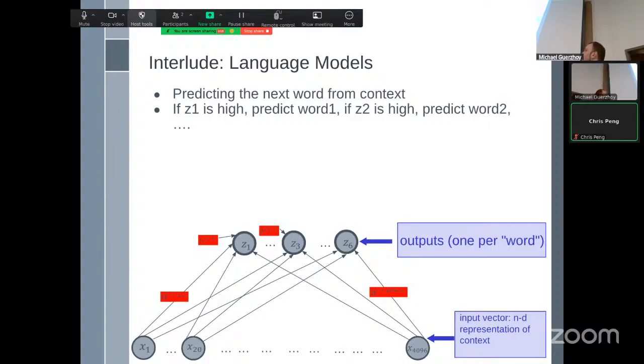And then you have a vocabulary of words. Usually it's not words, it's segments of words, but whatever. And then you do the same thing. If it should be word 1, then Z1 should be high. If it should be word number 6 in my vocabulary, then Z6 should be high, and so on. Most people have more than 6 words in their vocabulary after they've taken praxis.